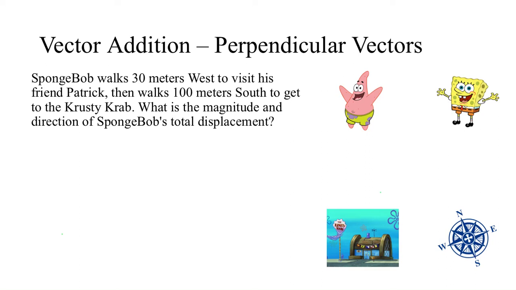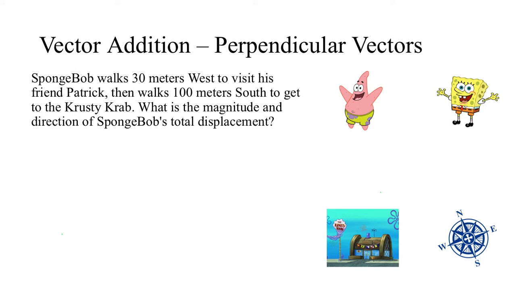Let's begin by taking a look at a simple example of adding two vectors that are perpendicular to each other. Let's say SpongeBob walks 30 meters west to visit his friend Patrick, and then walks 100 meters south to get to the Krusty Krab. What would be the magnitude and direction of SpongeBob's total displacement in this case?